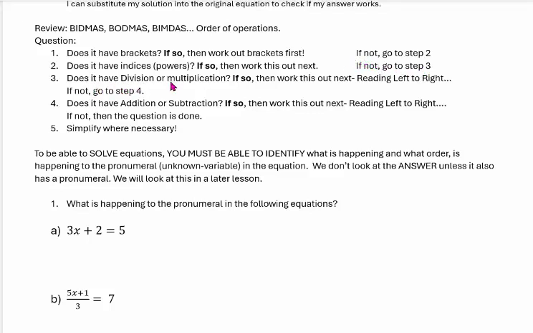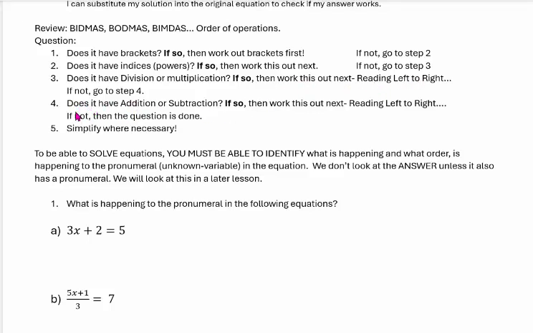Does it have division or multiplication? It doesn't matter which order because you read it left to right. So if it does, then that's what you do next. If you're reading left to right, if it's multiplication first, you do multiplication, and reading left to right, division next. So that's why it can be BIMDAS, because if it's multiplication first and then division, you do it that way. If it's division first and multiplication, you just do it in the order left to right.